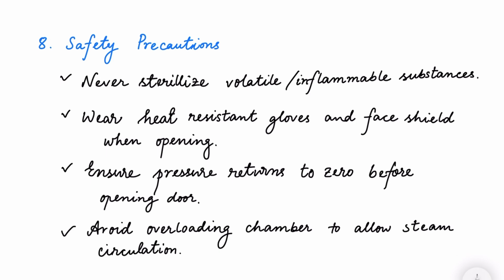Before ending, let us briefly talk about the safety precautions. Autoclaves should never be used to sterilize volatile or inflammable substances. Proper protective equipment such as heat resistant gloves and face shields should always be worn while opening the lid. One must always ensure that the pressure has returned to zero before opening the autoclave, and overloading should be avoided to allow proper steam circulation.